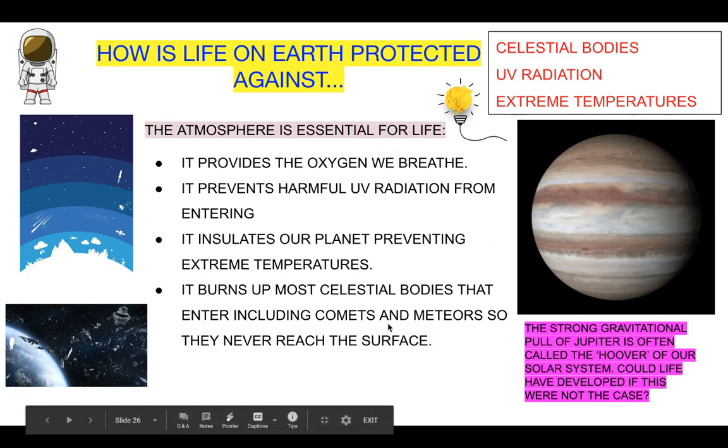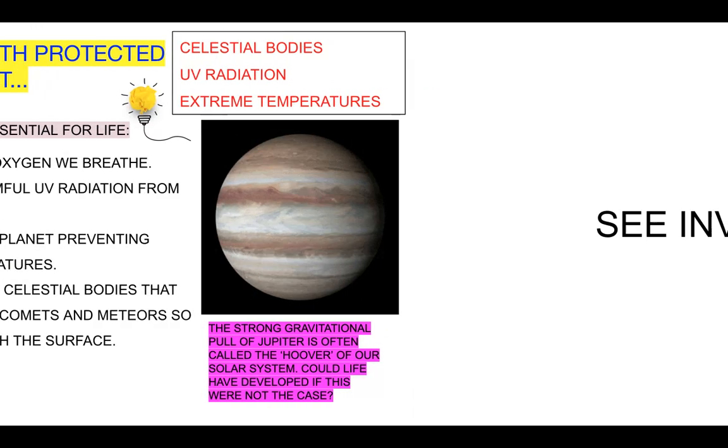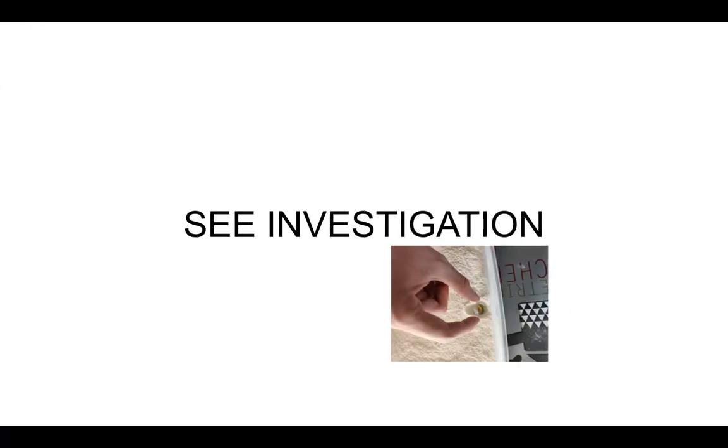Okay. We know as well that Jupiter has a big role in our solar system because it's so big. It has a big gravitational pull, which pulls a lot of the asteroids and the comets and the meteors toward it, and basically it affects Jupiter rather than the Earth, which is a good thing. Okay. I'm going to talk about this investigation next, so just have your copy out in front of you.